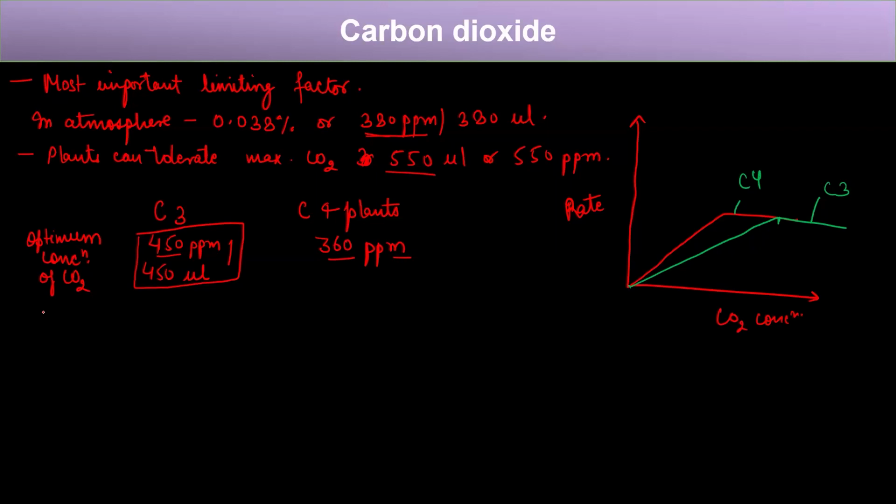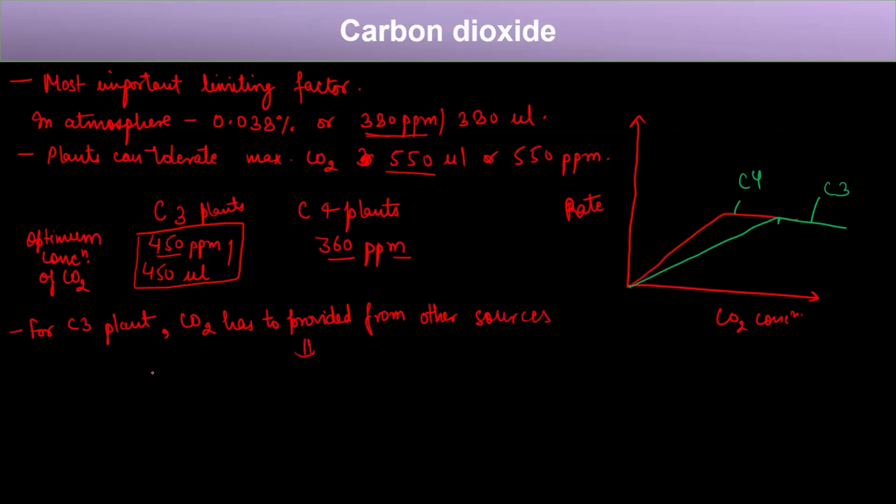Okay. So in order to fulfill this carbon dioxide requirement, what we do is provide carbon dioxide from outside or from other sources to these C3 plants. So for these C3 plants, what has to be done in order to make them grow? For C3 plants, carbon dioxide has to be provided from other sources. And we know what the source is. We provide fertilizers, right? So this is known as the fertilization effect.